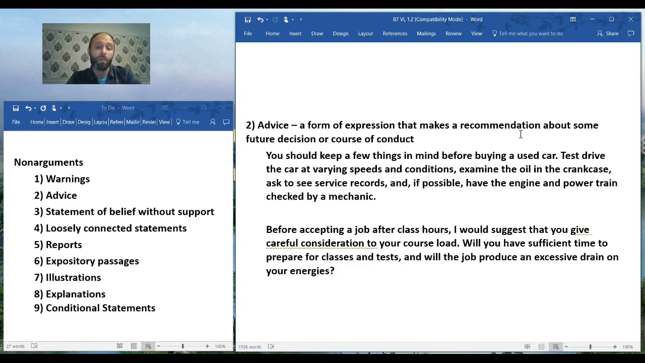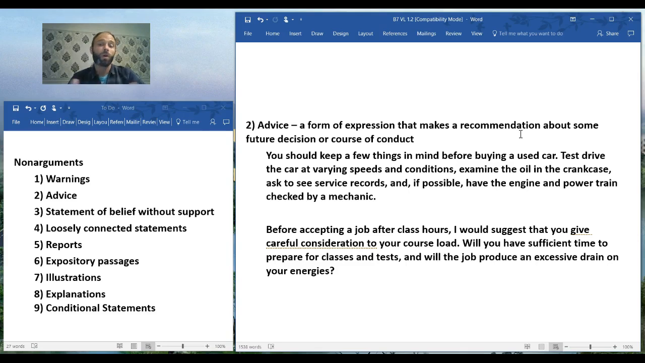Again, this is just a piece of advice, there isn't an argument here. We can see that again because we have only one statement. I would suggest that you give careful consideration to your course load. Now, that's either true or false. But the questions after that are not statements, right? Will you have sufficient time to prepare for classes and tests? And will the job produce an excessive drain on your energy? So again, we only have one statement here, so we can't have an argument. And again, it's just offering advice.